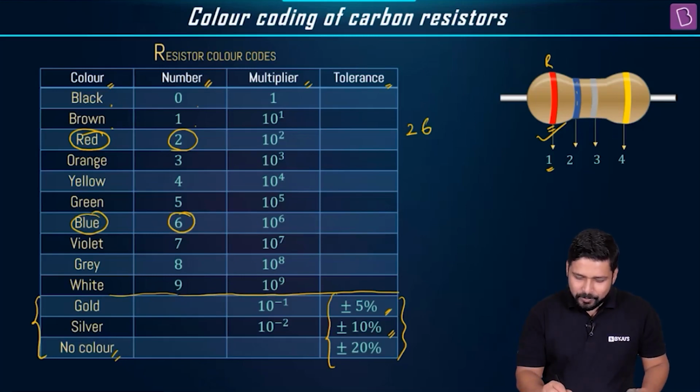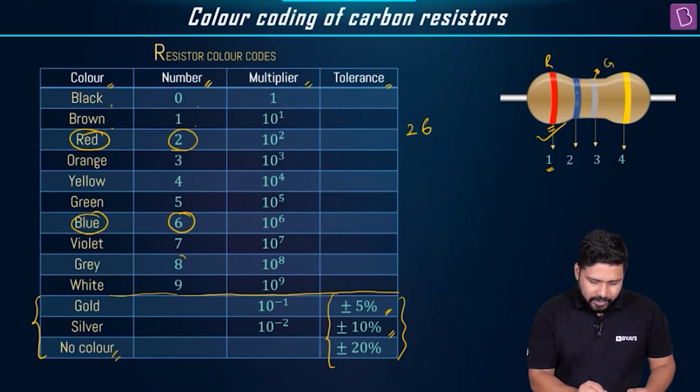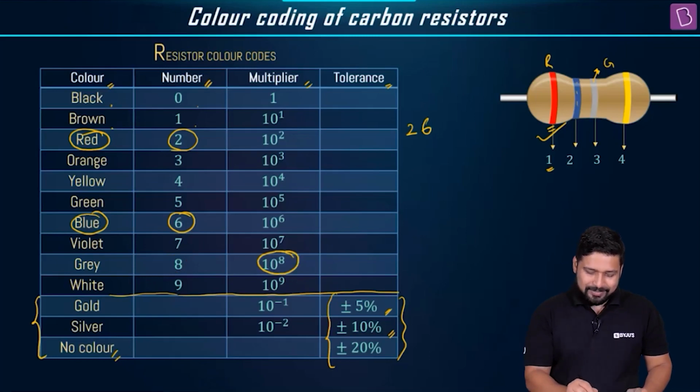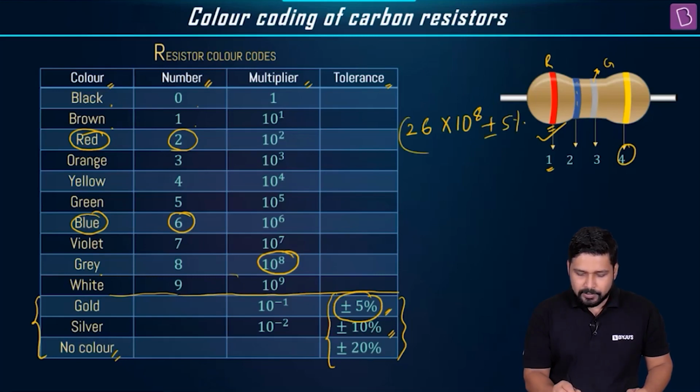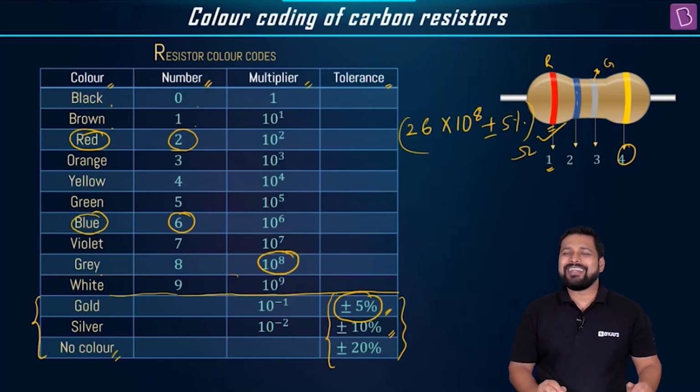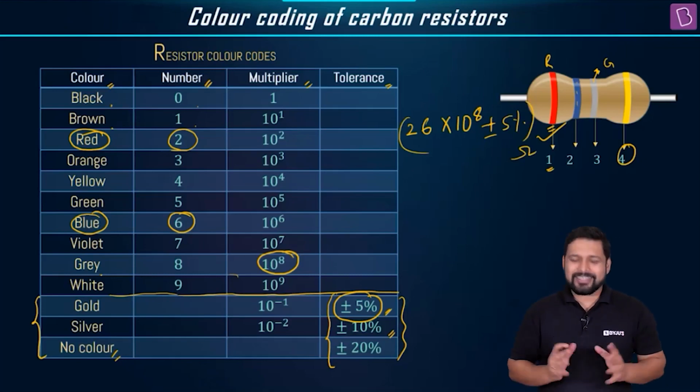The third one corresponds to the multiplier and it is gray. Where is gray? Gray is right over here. And for the multiplier, you cannot take a number. Don't take a number. The third one is the multiplier, remember. So the multiplier corresponding to gray is 10 to the power 8. So into 10 to the power 8. And the last one is gold for tolerance, which means plus or minus 5%. So many ohms. That's it. This is how you have to write it. Very simply. Did you understand?